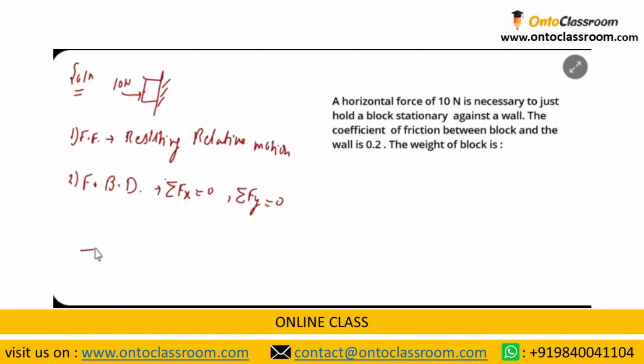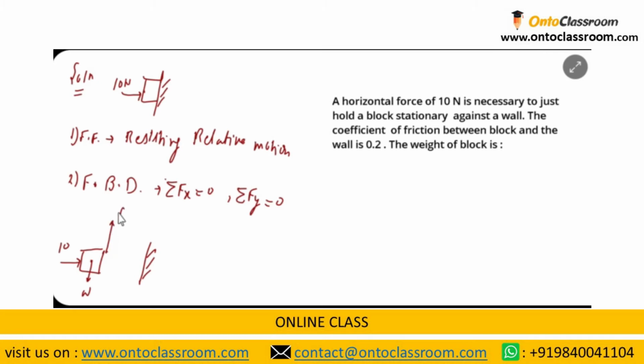So this is your body, and this is the 10 Newton force acting. You know the weight will always be acting downward. This is the basic thing that you already know. What you don't know is the direction of the friction. I said that friction resists the relative motion. The block wants to go downward, so friction will say, hey man, you cannot go downward, because I will oppose your relative motion.